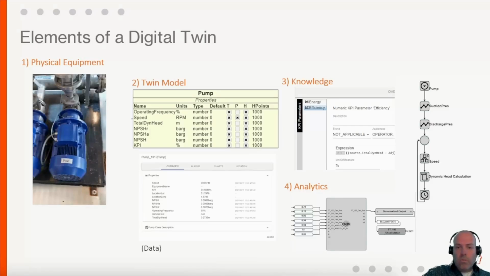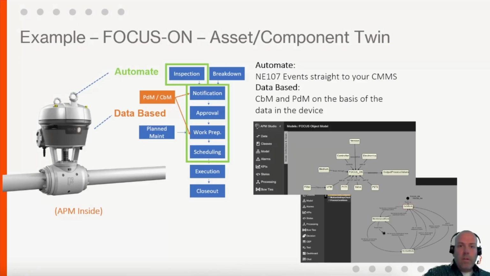Now, in the screenshots in this slide, I'm showing various parts of our software, APM Studio, that is used to set up digital twins. Now, let us have a look at some examples of digital twins that we have set up with our software. Here we see the Focus One device. It's a control valve with onboard pressure, temperature, flow sensors. So it's more than just a regular control valve.